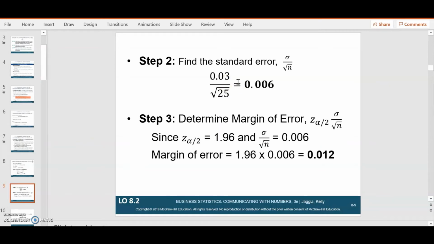The third step is to determine the margin of error by multiplying the z value, based on the certain significance level divided by 2, with the standard error, in this case equal to 0.006. So we obtain the margin of error that is equal to 0.012.